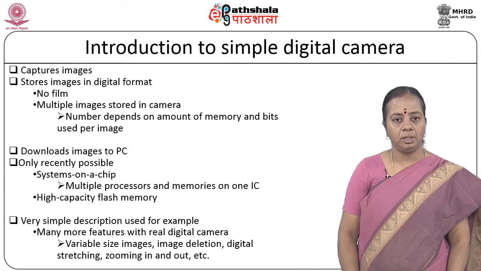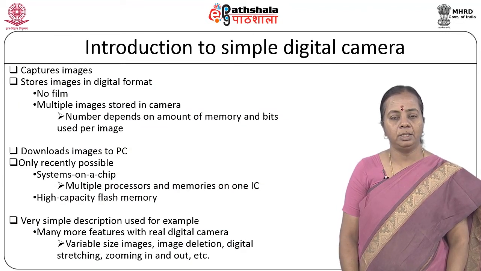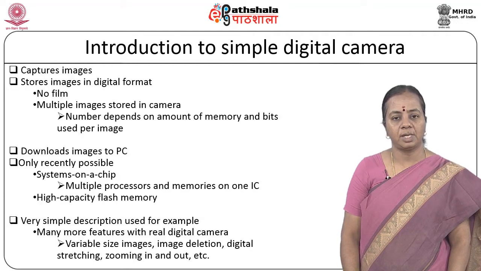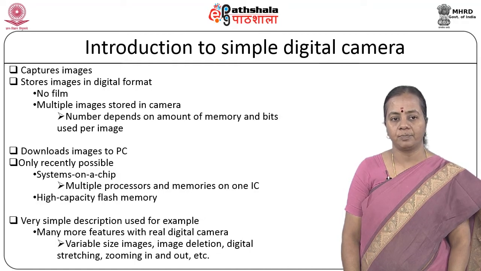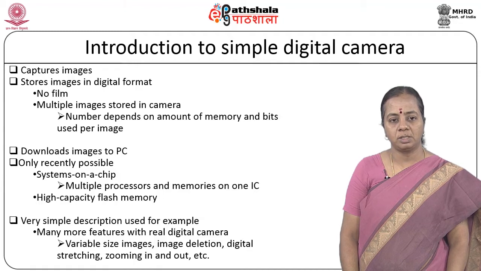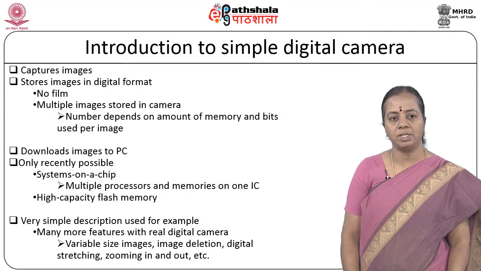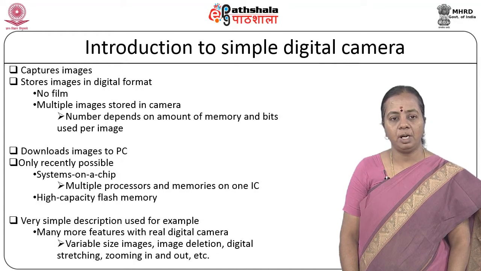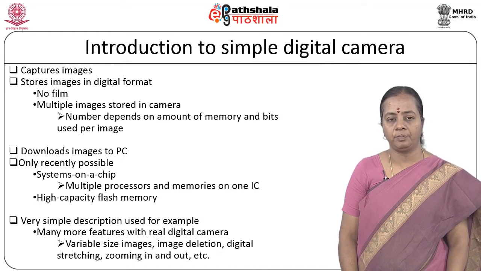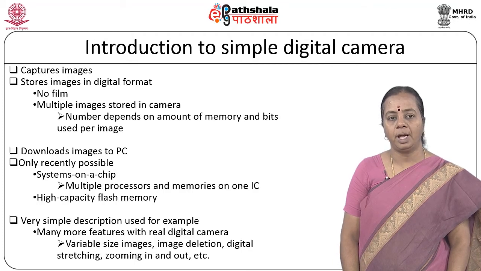First we will look at what a simple digital camera is, the purpose for which it has been made, and its specifications and requirements. A digital camera is used for capturing images. In the olden days, analog cameras captured images with films, but nowadays we use digital cameras. In a digital camera, we store the images in digital format, where we do not use a film, and we store the images in the camera.